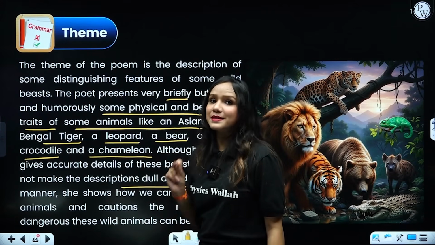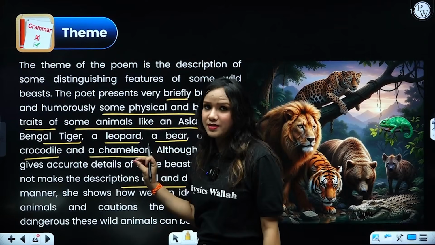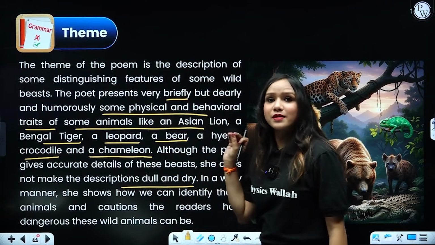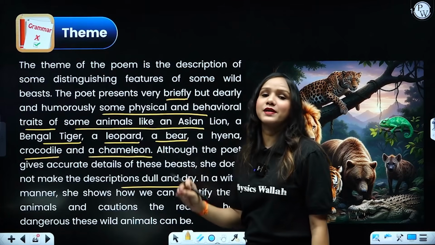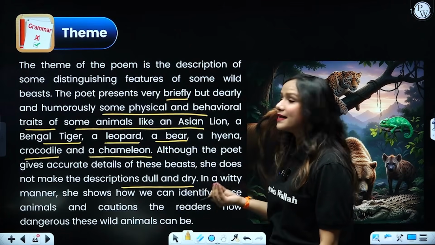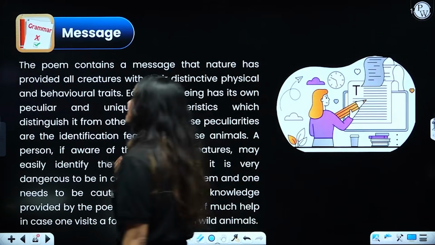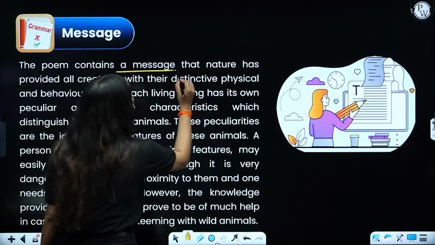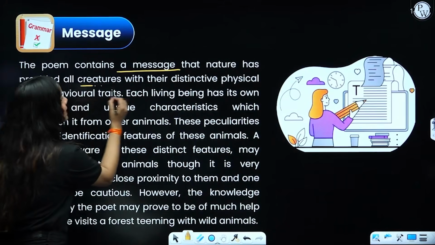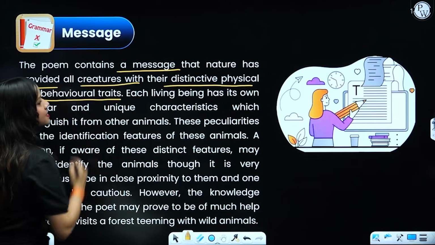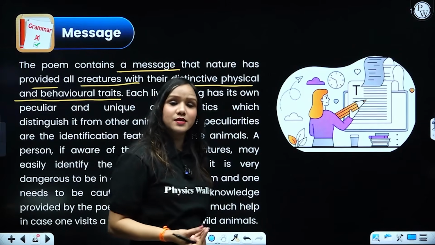So you need to remember these terms: the poem is humorous, the tone is quite light, right? The poet, through this particular poem, makes the reader aware of the distinctive features of different wild animals. Now, what is that important message that the poet conveys through this poem? Let's know that. The poem contains a very powerful message that nature has provided all creatures with distinctive physical and behavioral traits. Each living being is unique.